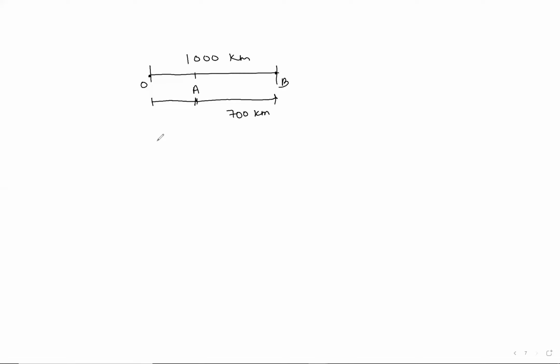Subtract 700 from 1,000. Yeah. Then what does this become? The distance between O to A? After subtracting, you will get 300. Yes. So the distance O to A is 300. Yeah. So basically this much is 300. And the remaining part, this much is 700, and 300 plus 700 is giving me 1,000. So that's how I am getting this.